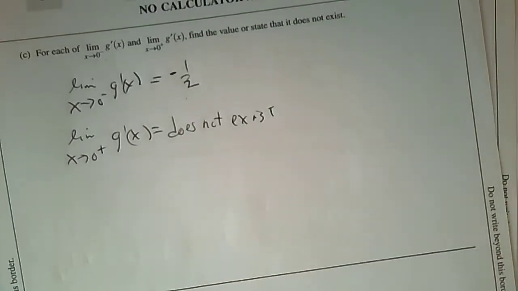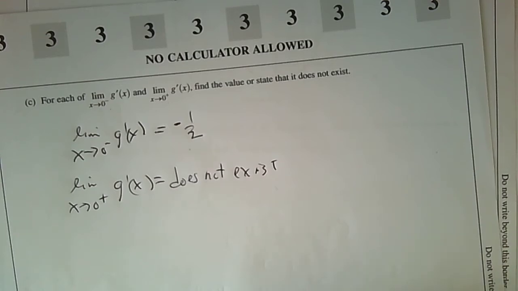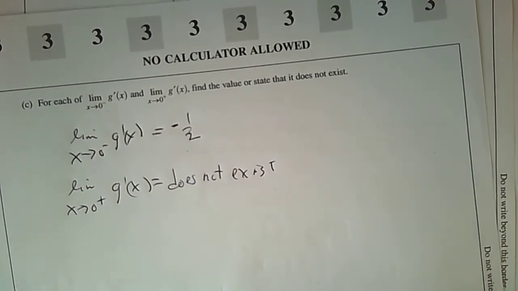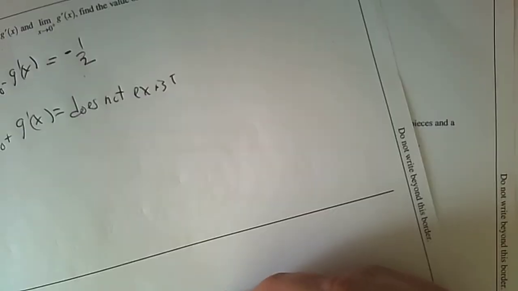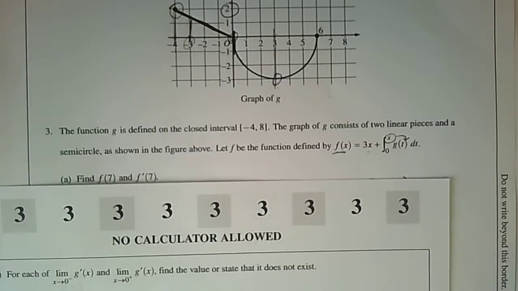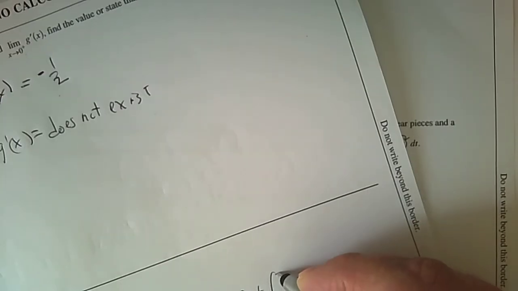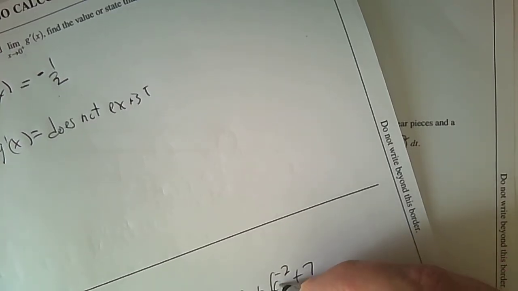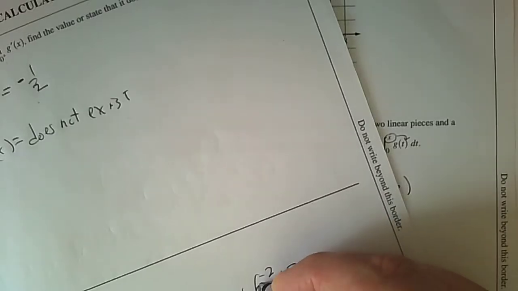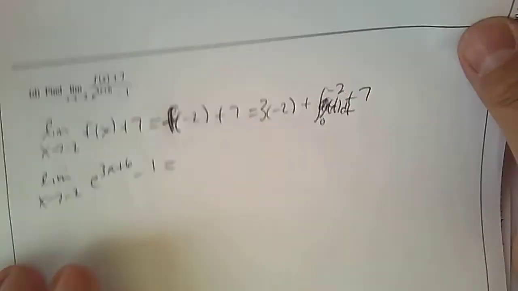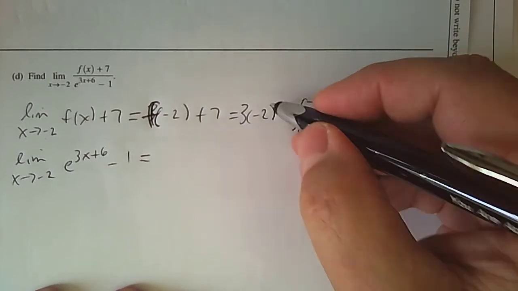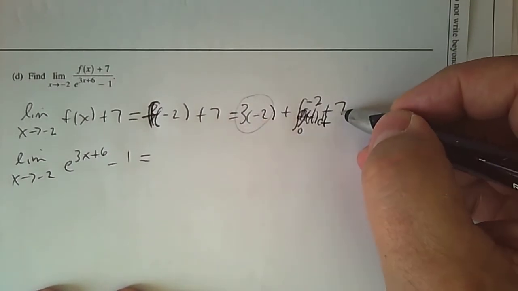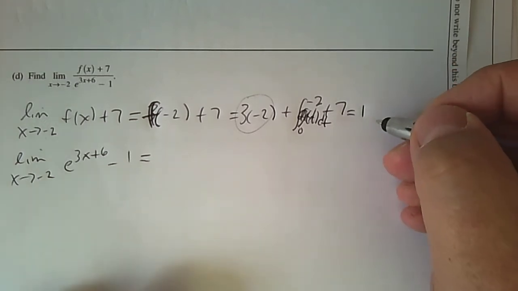So that's 3 times negative 2, that's f at negative 2, plus 7. So what's f at negative 2? That's 3 times negative 2, and then we're integrating from 0 to negative 2, plus 7. So I get negative 6 plus 7. That's positive 1.